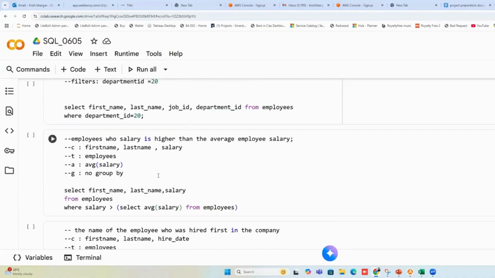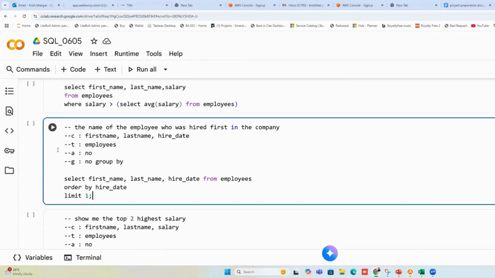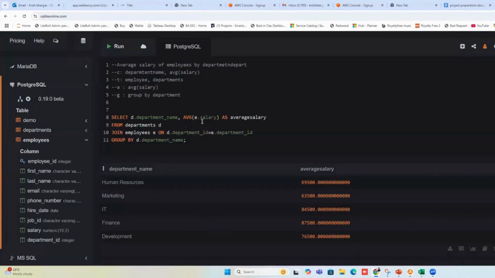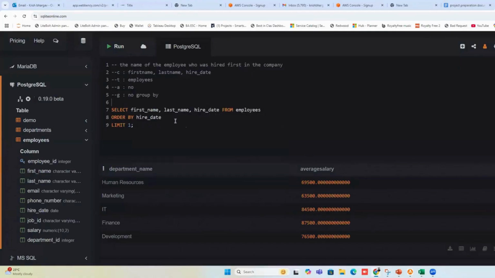Let me try to do one more. I'll show you limit. Now, limit means give me that many rows in my result. If I put limit 1, I only want to see 1 row in my result, the top row. Now, give me the name of the employee who was hired first in the company.